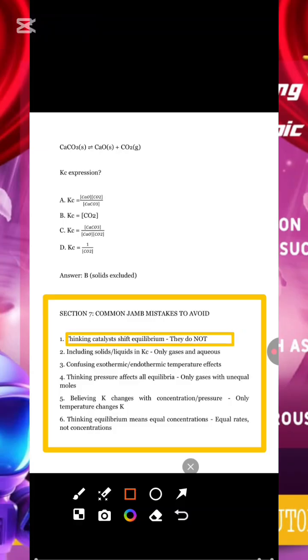Now take note. Catalysts do not shift equilibrium anywhere. Number 2, including solid and liquid in Kc. Meanwhile, only gases and aqueous species can be included. Please don't ever make this mistake.